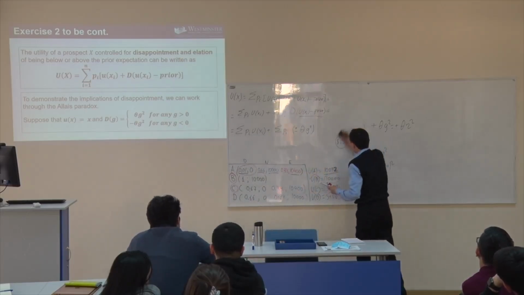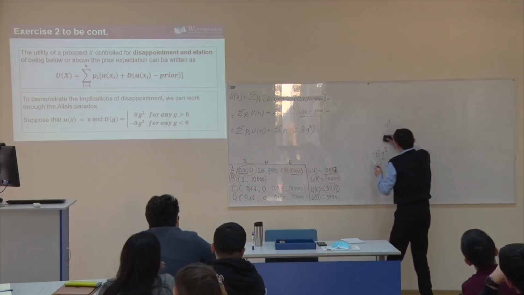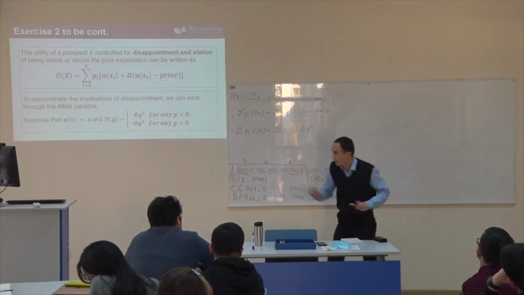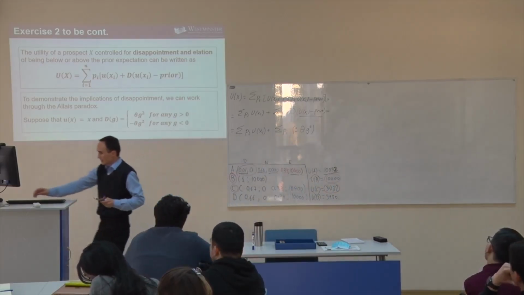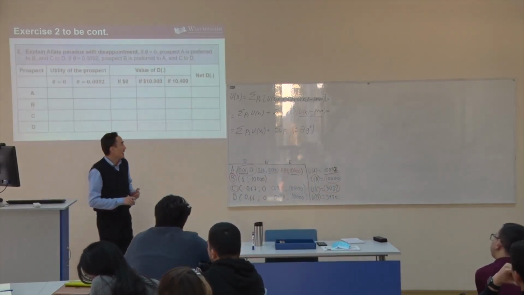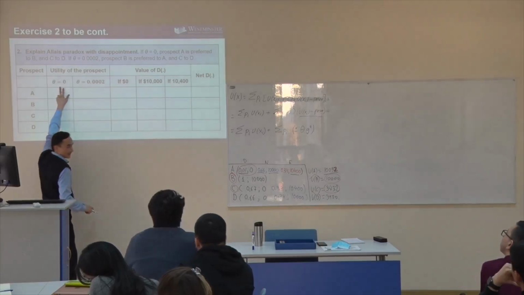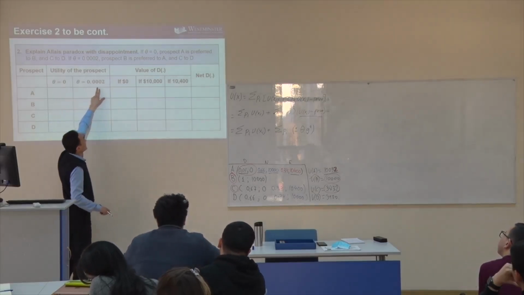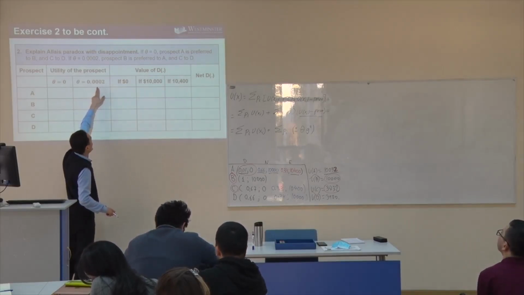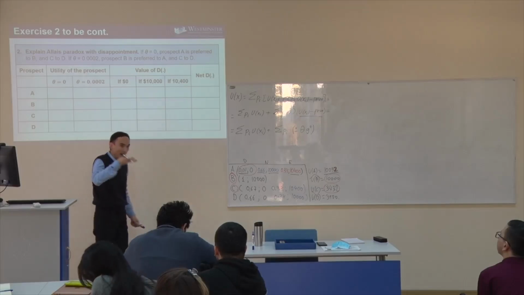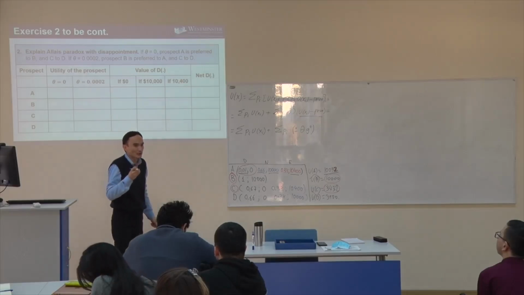So now let's do those calculations. Then we will add them all. All right. So now in the next slide, look. Now we are considering two cases: when theta is 0 and when theta is 0.0002, which means that people give some weight on disappointment.